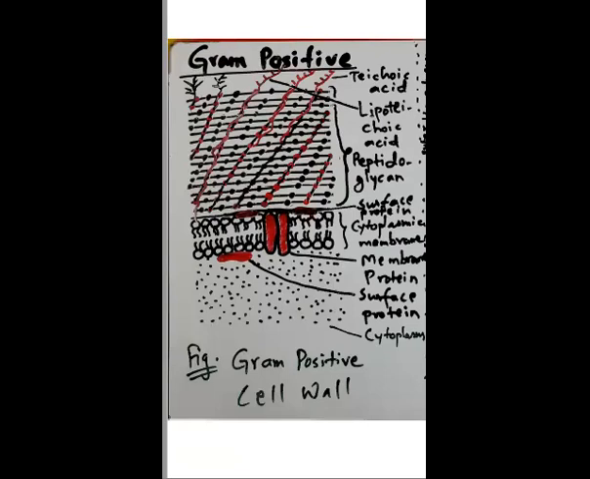The gram-positive bacterial cell wall has acidic components called teichoic acids. These teichoic acids are embedded in the gram-positive bacterial cell wall. These teichoic acids are covalently bound to muramic acid of the peptidoglycan in the cell wall.